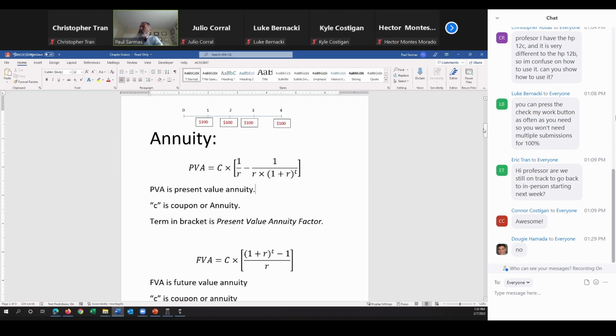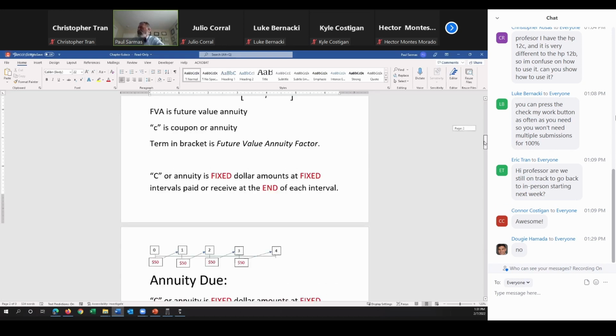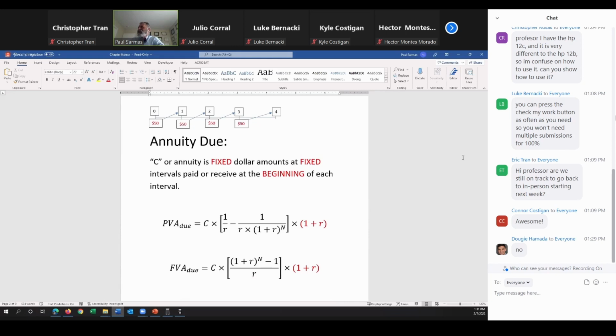Let's deal with the situation where the $100 remain the same every year. They are at fixed interval, fixed dollar amount, but instead you're receiving them at the beginning of each year. Let's say this is $50 for year one, received at the beginning of year one, in zero. $50 in one is the beginning of year two. $50 in two is beginning of year three. $50 in three is beginning of year four.